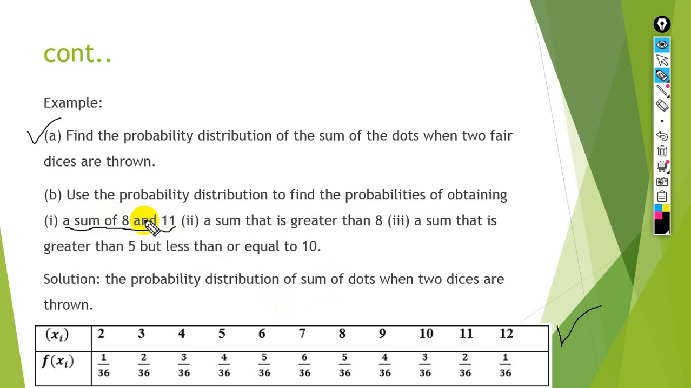A sum of 8 or 11. 8 is here, 11 is here. So what is the probability of 8? The probability of 8 is 5 divided by 36. The probability of 11 is 2 divided by 36. So now you can easily find the probability of any condition.